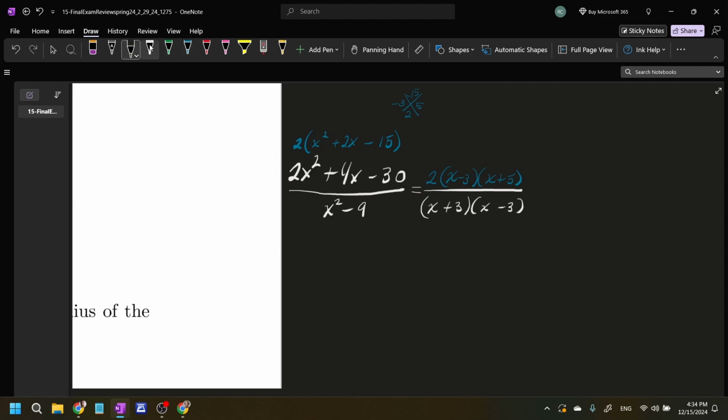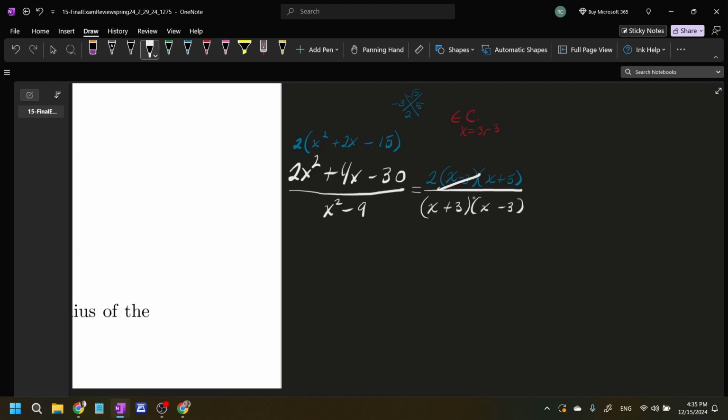Okay, great. We made it here. Now we can see our excluded values. Let's not forget those. Our excluded values are x cannot equal 3 or negative 3. Okay, now with that out of the way, we can go ahead and cancel some of these factors.